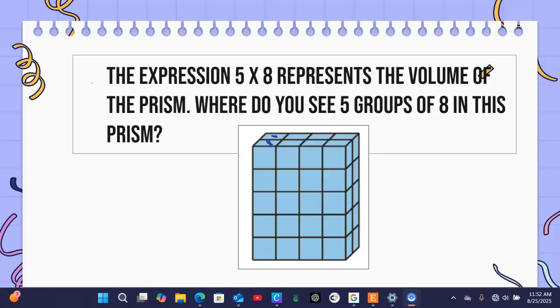So if it's not the front and it's not the side, let's go ahead and check the top. 1, 2, 3, 4, 5, 6, 7, 8. And remember, I said if we start at the top, we must go down to the bottom. So we try to figure out how many layers we see. 1, 2, 3, 4, 5. That's where we see 5 times 8.